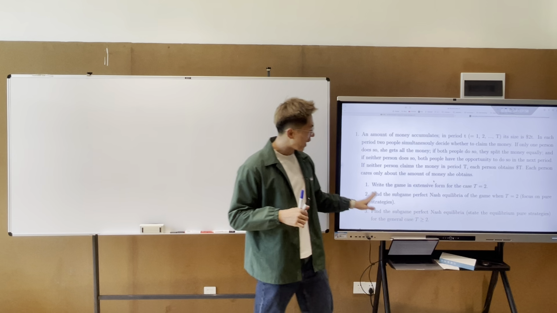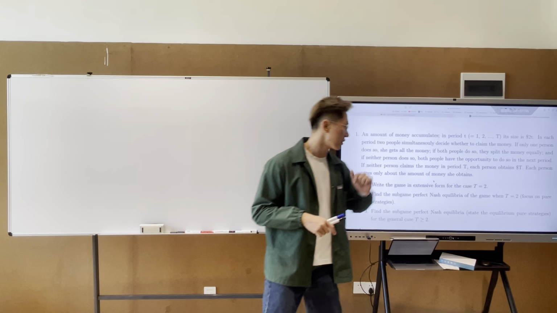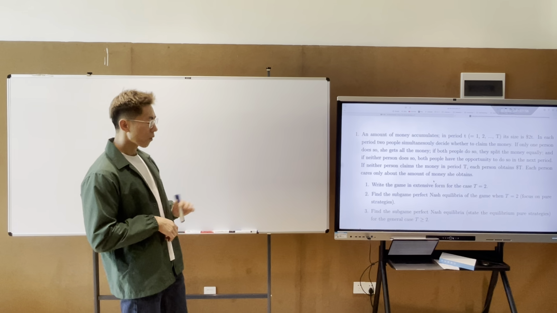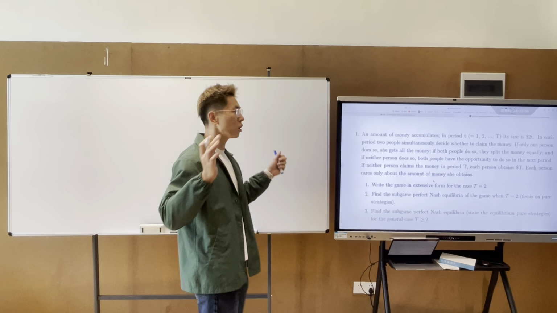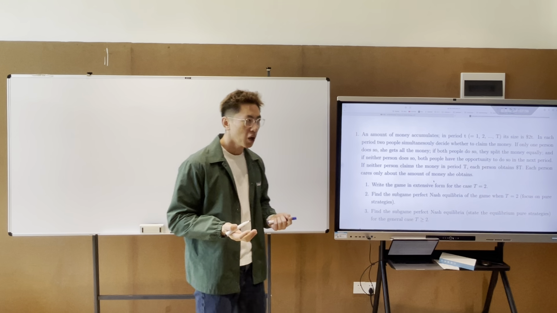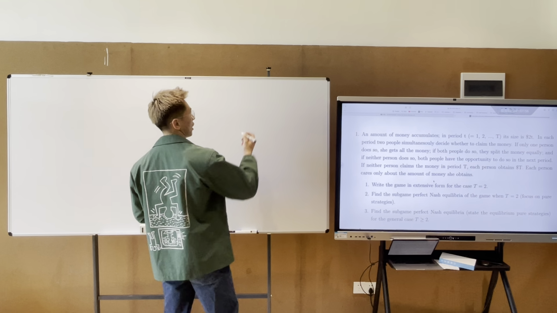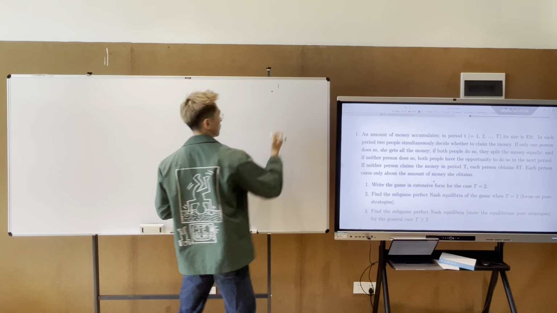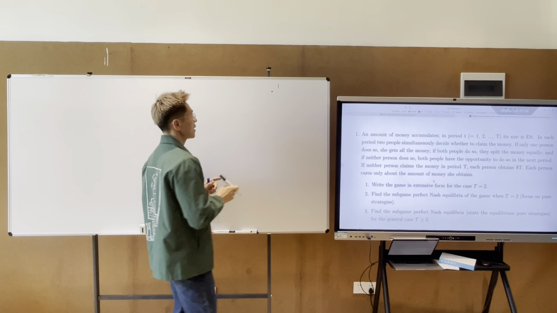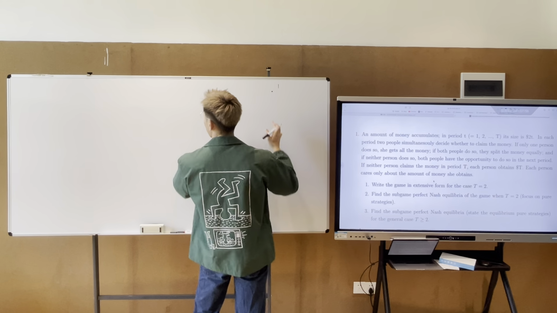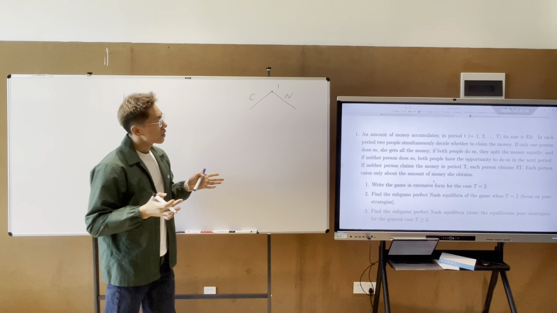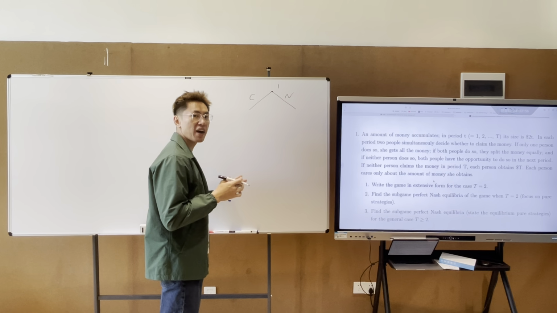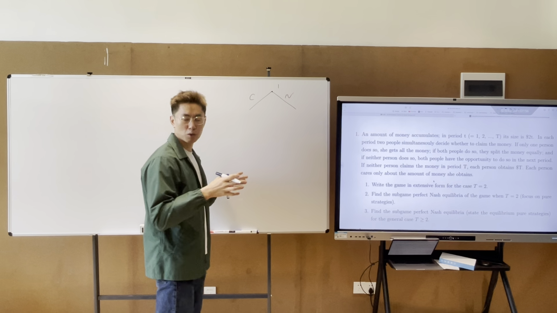So first, we need to write the game in extensive form for the case t equals 2. Okay, so now let's assume that there are 2 players, and we denote the players with 1 and 2. And let player 1 first make the choice. In period 1, player 1 will choose whether to claim the money or not, right? Claim or not claim.